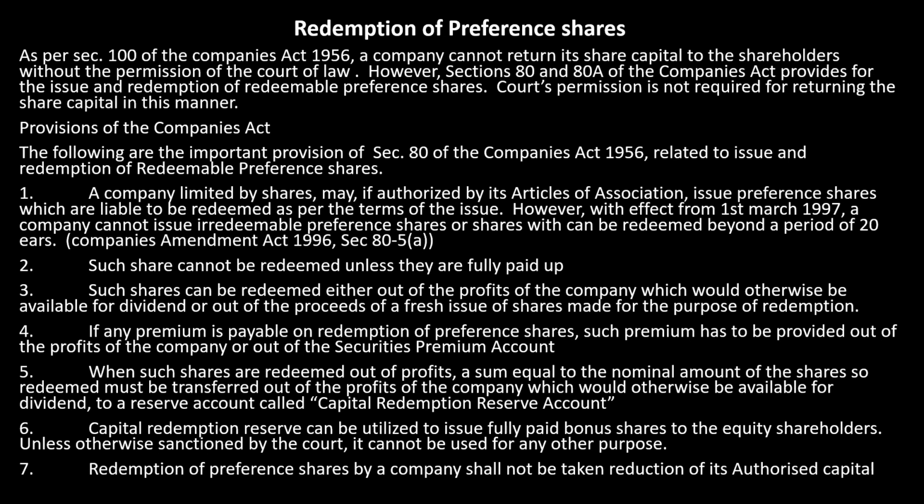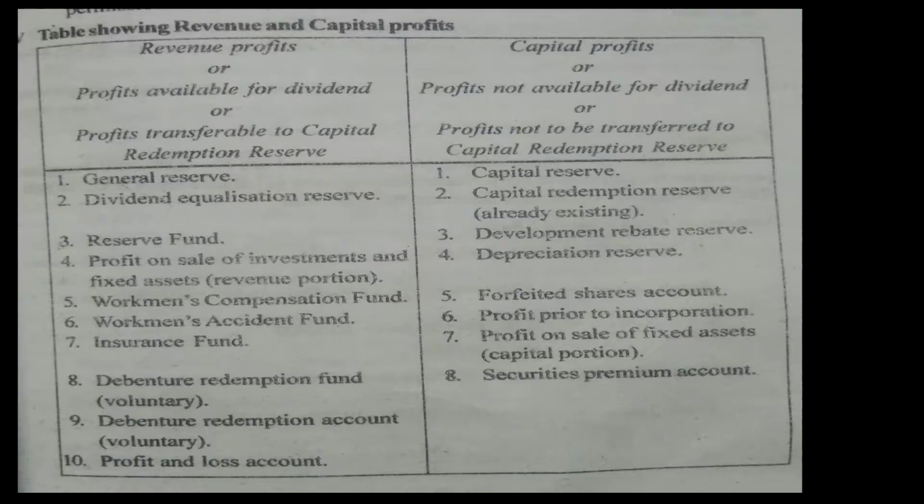Redemption of authorized capital. Now, we'll go to the next slide. There are two tabular columns shown here. The previous one is a revenue reserve. The right hand side is a capital profits, which means I told you a certain amount is to be transferred to the capital redemption reserve. So these are the reserves where the first column shows the available reserves to be transferred to capital redemption reserve.